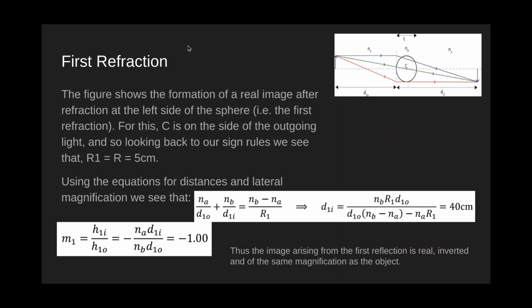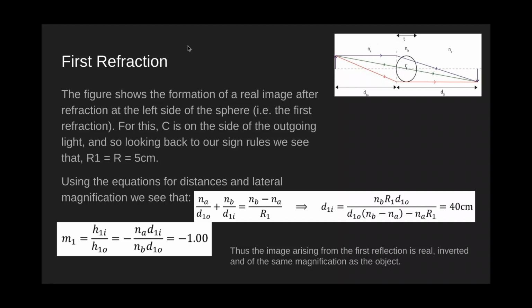So the first refraction, this is the diagram we had at the start. The figure shows the formation of the real image after the refraction on the left-hand side of the sphere. Using our sign rules, we see that C is on the same side as the outgoing ray, so we know that our radius R is equal to R1 and it's equal to 5. There's no negatives involved. Then using our equations for distances and lateral magnification, which have come up in previous videos, so if you want to learn about them, make sure you go back in our playlist, we rearrange to get the distance of the image and then get the magnification.